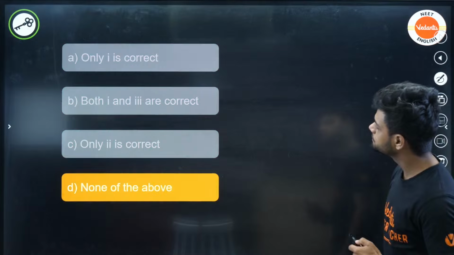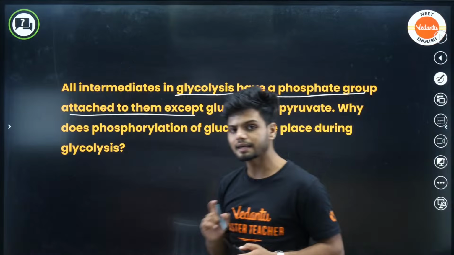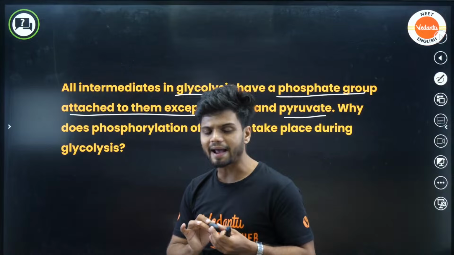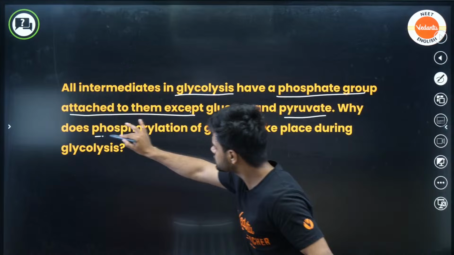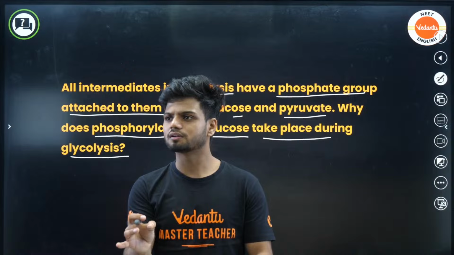Now, next question. All intermediates in glycolysis have phosphate group attached to them. Yes, every single intermediate has phosphate attached to them except glucose and pyruvate. Why does the phosphorylation of glucose take place during glycolysis? Simple question. Can anyone in the chat tell me the answer to this question fast?